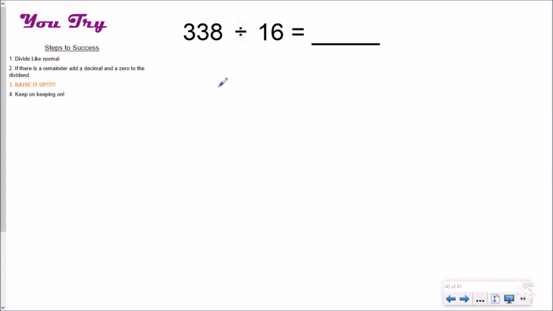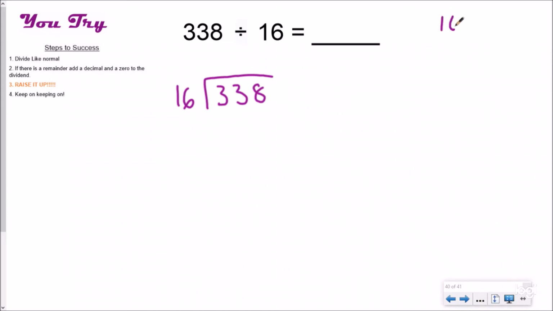So we have 338 divided by 16. Go ahead and pause the video. This is a 2-digit divisor, so you want to make your easy multiple sheet for this one. But go ahead and pause the video, try it out. See if you get confused, or if you know and you want to check your answer, push play, and I'll go ahead and solve it with you. But try it out right now. So hopefully just push play.